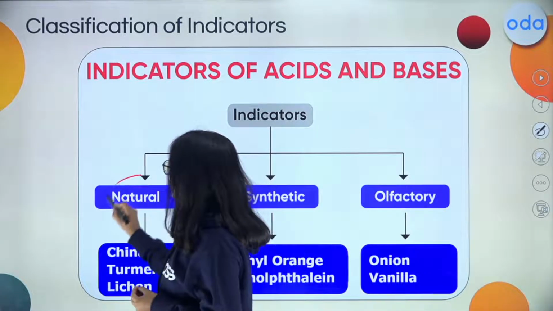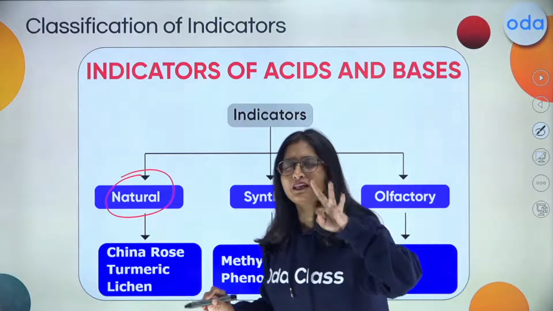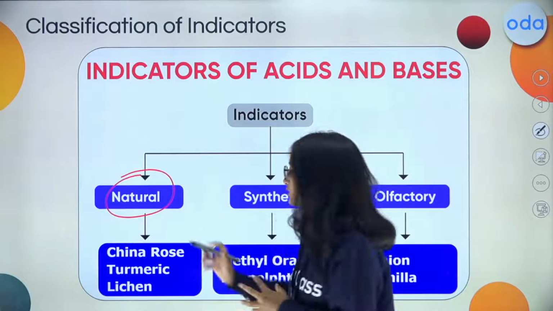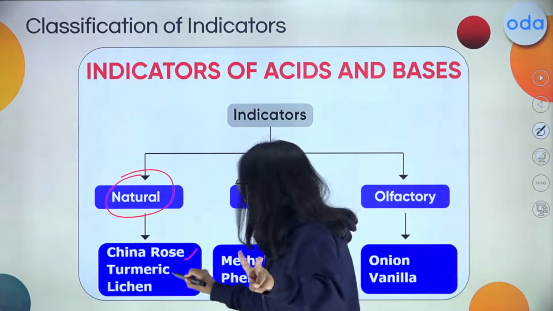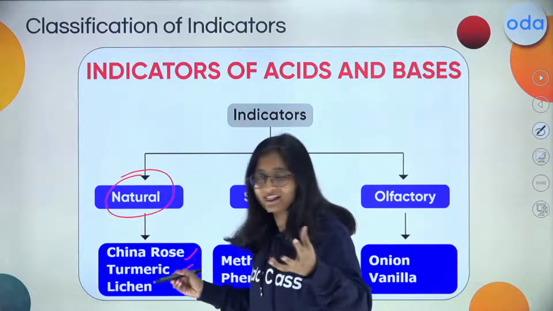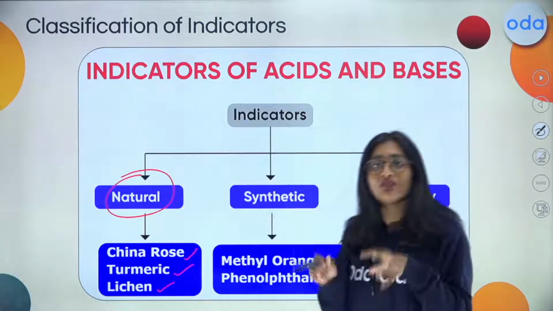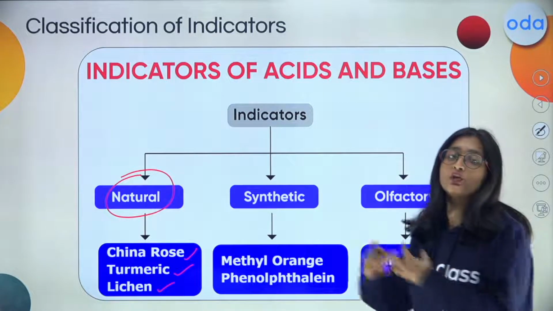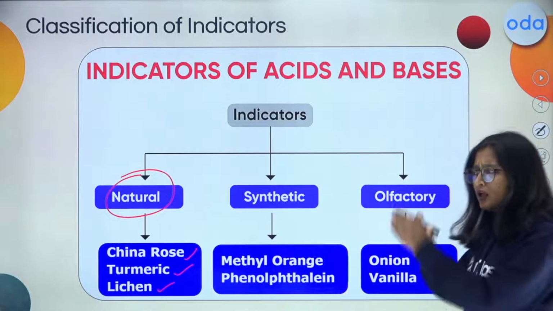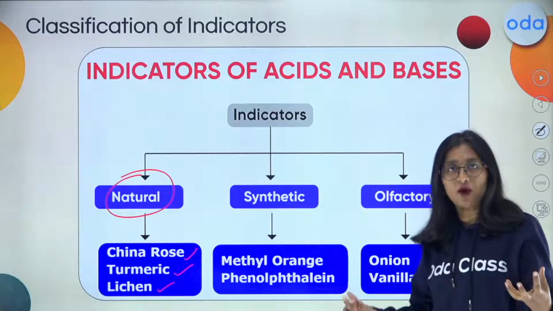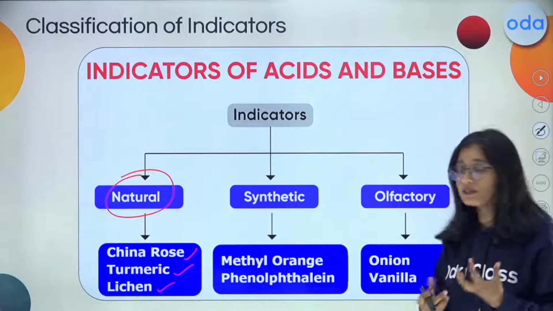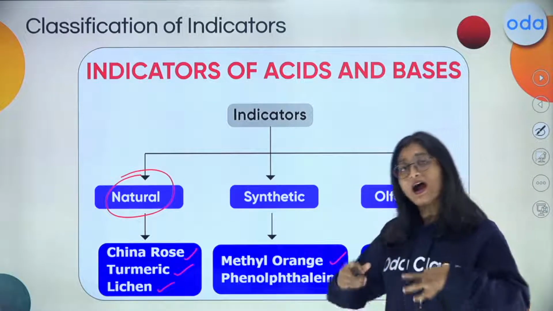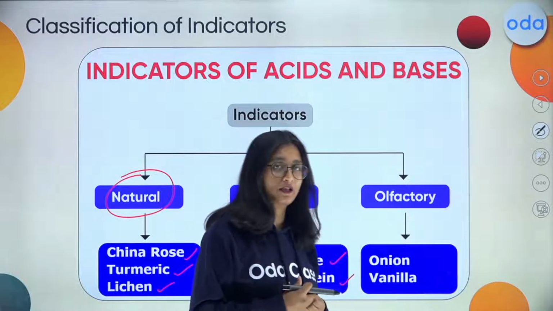In the natural category, there are three very great indicators, and these are all natural organic indicators: China rose, turmeric, the same haldi, and of course the lichen. These three natural indicators are quite available around us, so we can make great use of them. Following up with the synthetic, artificial ones, which we can find in the laboratories, they are methyl orange and phenolphthalein. These two are the artificial indicators in the form of chemicals.